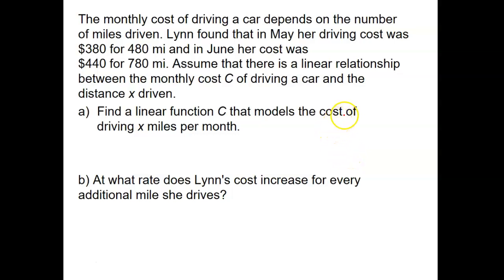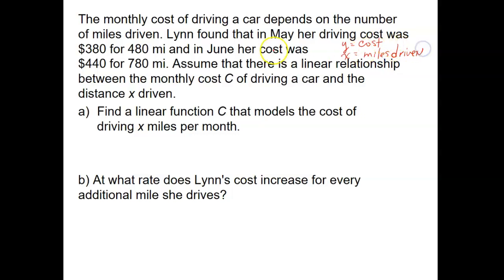Okay, this example here tends to give people a little bit of problem just because it's hard to set up the ordered pairs. So you're asked to find a linear function C that models the cost of driving x miles per month. We need to think about what's your independent and what's your dependent variable. The way this is described here, we are told that the driving cost depends on the number of miles driven. Okay, so the cost depends on the miles. So that means that my y is going to be represented by my cost, since that's the dependent variable, and my x is going to be the miles that's driven.